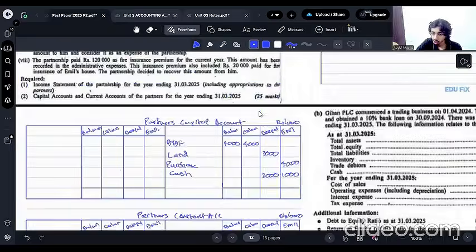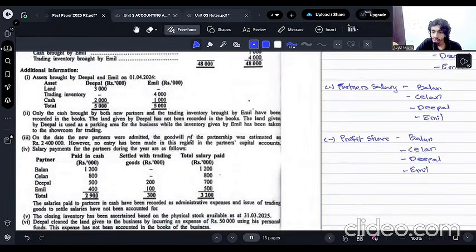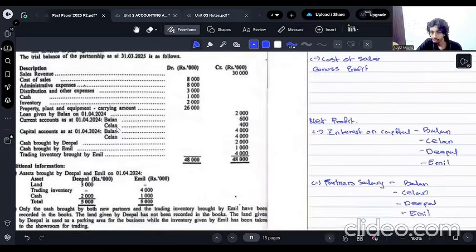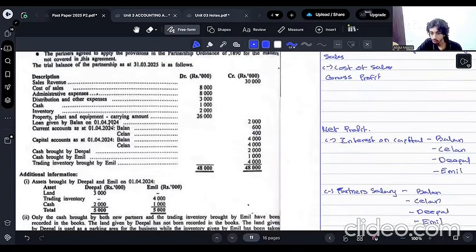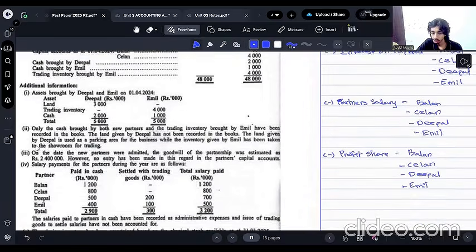Then that is done. Next, only the cash brought by both the new partners and the trading inventory brought by Emil have been recorded in the books. The land given by Deepal has not been recorded in the books. The land given by Deepal is used as a parking area for the business, while the inventory given by Emil has been taken to the showroom for trading. So they have not added the land to the cost of the PPE. That's what they are saying. All right. Then the second one, done.